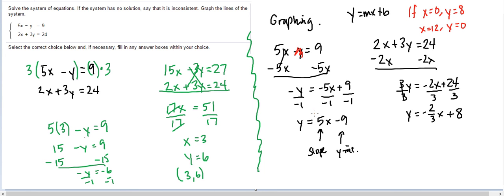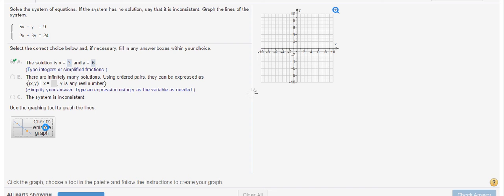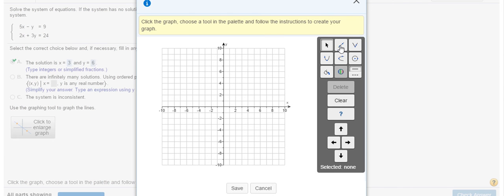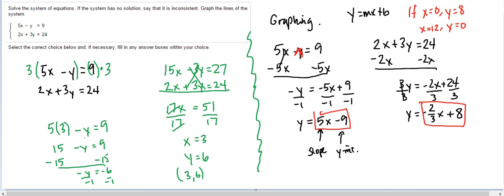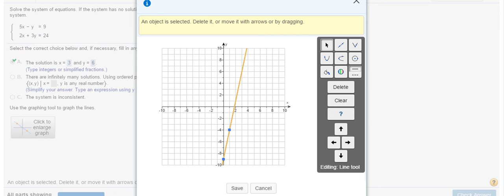So we have 5x minus 9 and negative 2/3 x plus 8. So 5x minus 9 means the minus 9 tells you the y-intercept, and then the slope of 5 means go up 1, 2, 3, 4, 5, and over 1. And so that's the first line. And the second line is negative 2/3 x plus 8. So we cross the y-axis at 8, and we go down 2 and over 3.